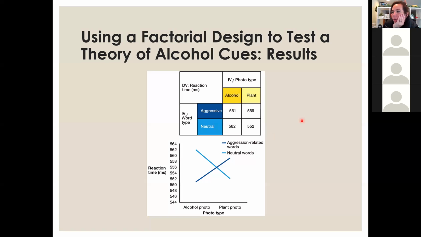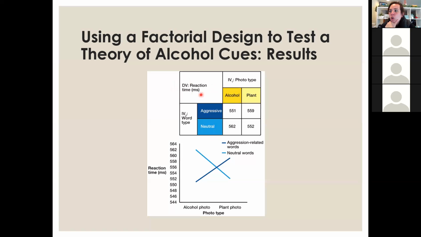Okay, so I want to make sure I understand. The reaction time differed depending on if it's aggressive or neutral? Is that what you said? Yeah. Okay. So the way we would read this is we're looking at our two independent variables here, and both of you had parts that were correct. We just need to combine it now.